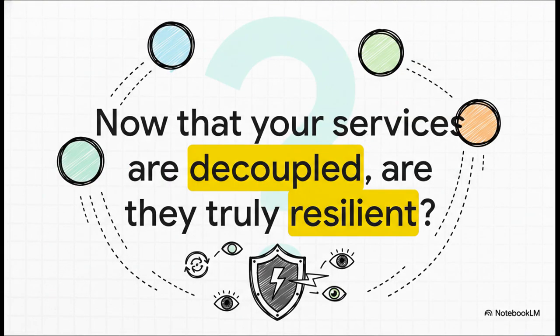And all of this brings us to one final, really important question. By using a tool like PubSub, you've successfully decoupled your services, which is a massive step towards building a resilient system. But is that enough? Are they truly resilient? The reality is, PubSub is just one piece of the puzzle. Real end-to-end resilience means you also have to think deeply about idempotency, how you handle failures, and making sure your entire system is observable. It's about more than just the messaging.